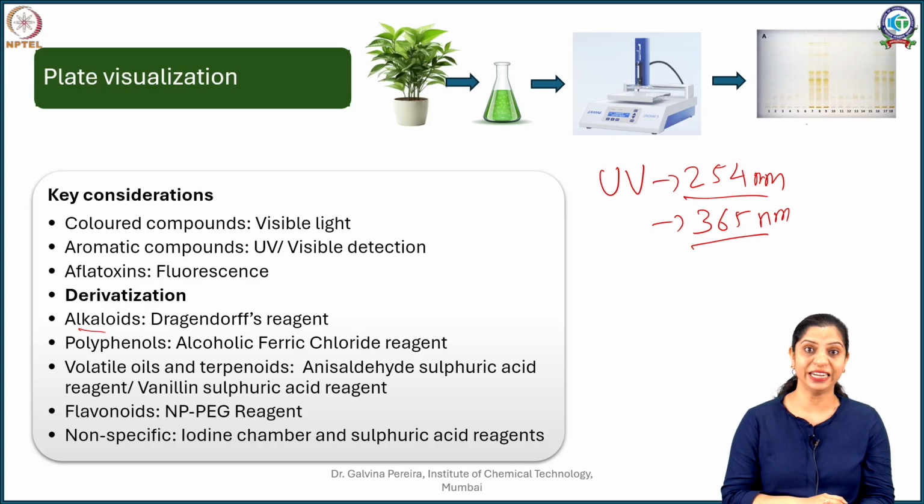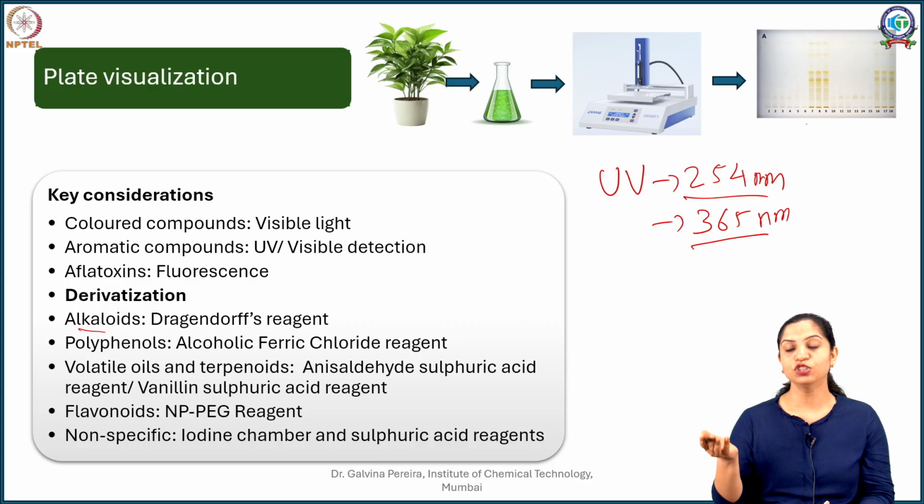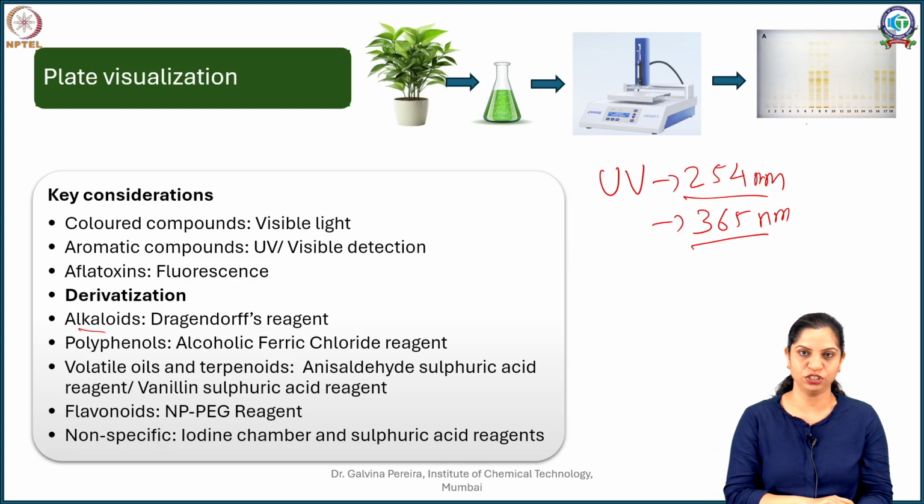Volatile oils, you can treat with what is called anisaldehyde sulfuric acid or vanillin sulfuric acid reagent. However, these reagents are not reactive at room temperature, so you might have to heat a plate for about 5 minutes at a temperature exceeding 100. So they will gradually get derivatized and you will see different colors of terpenoid compounds. Flavonoids, you can derivatize with a natural product reagent.